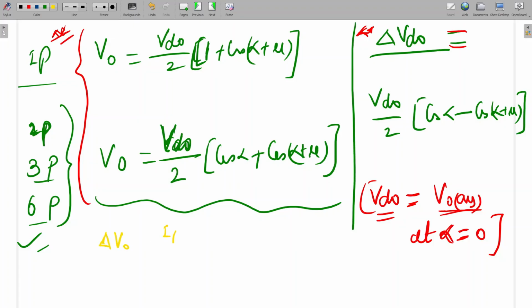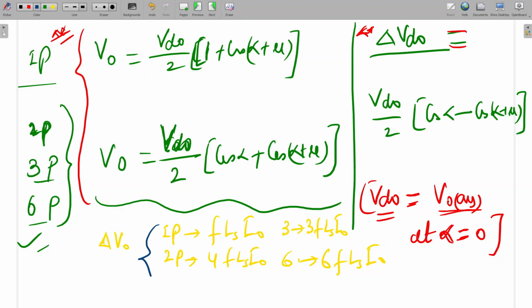So for single pulse, it is F Ls I naught. For 2 pulse, it will be 4F Ls I naught. For 3 pulse, it will be 3F Ls I naught. And for 6 pulse, it will be 6F Ls I naught. For 1 pulse we have already derived delta VD0 in terms of frequency, source inductance and output current.